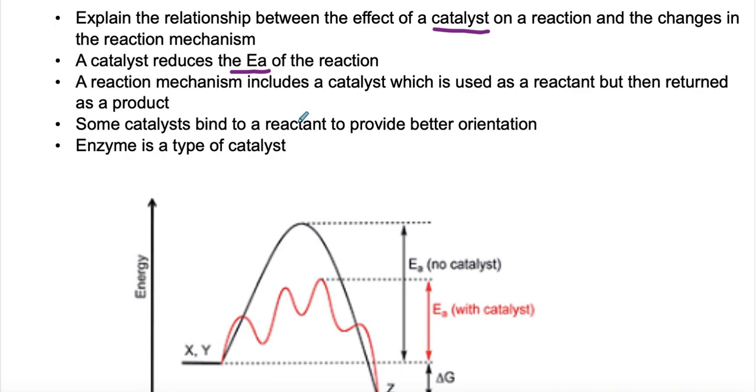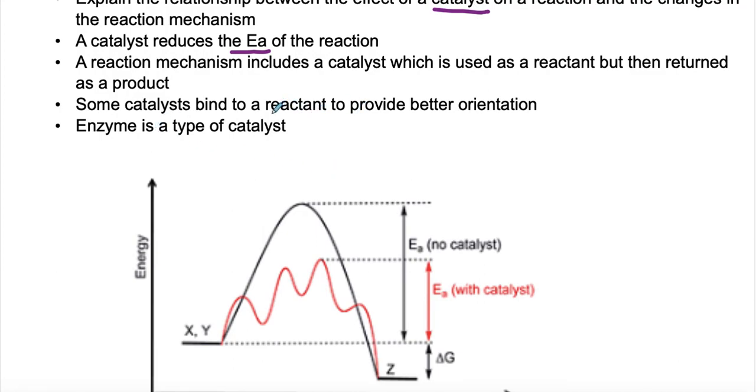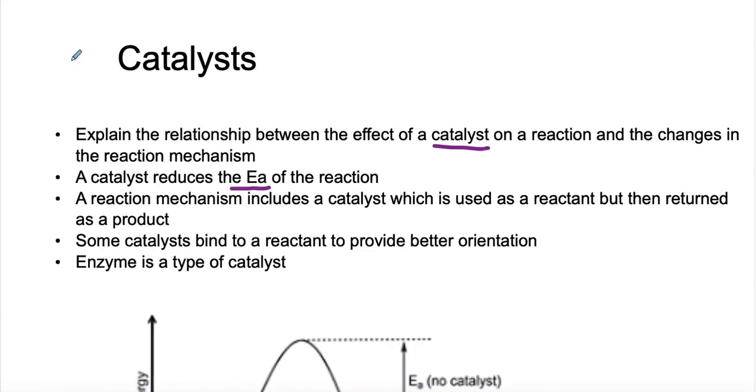There's different types of catalysts. You might want to look those up. But one of those is where the catalyst is used as a reactant and then returned as a product. And so it's not part of the overall equation. Some catalysts bind to a reactant, so they become part. The reactant binds with the catalyst, and it actually provides a better orientation to do some more. So enzymes are an example of a catalyst. And that is a summary of kinetics.